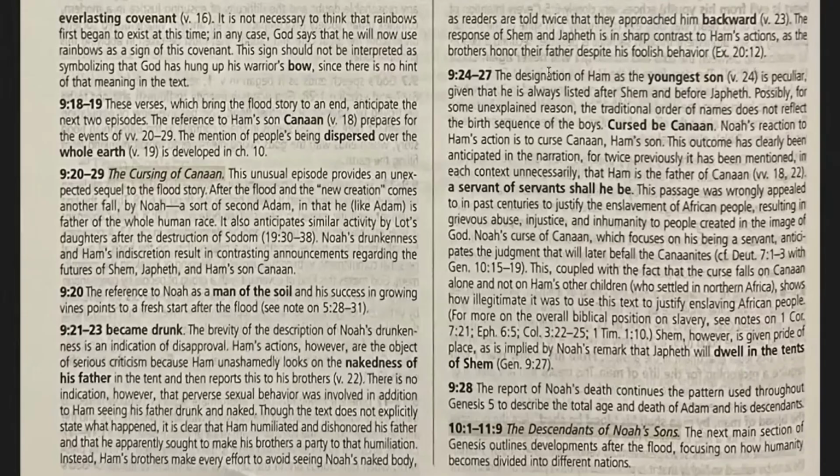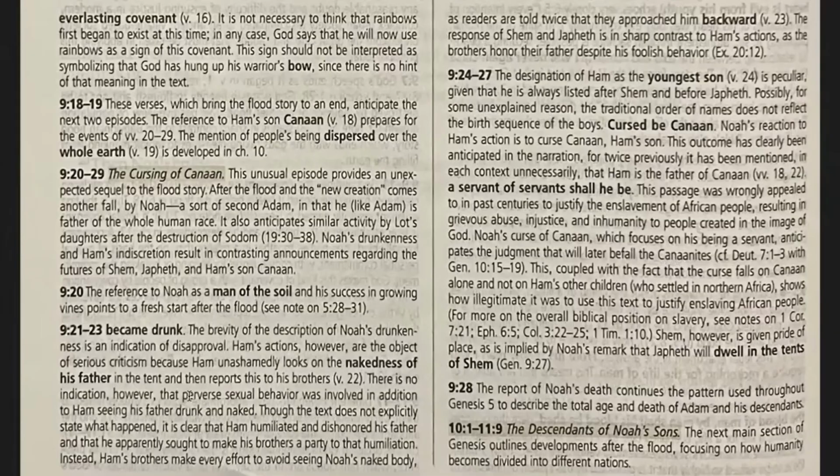Exodus chapter 20, verse 12. Let me see something real quick. Okay, I just want to make sure it didn't say anything here. All right, so this line here about the text not explicitly stating.